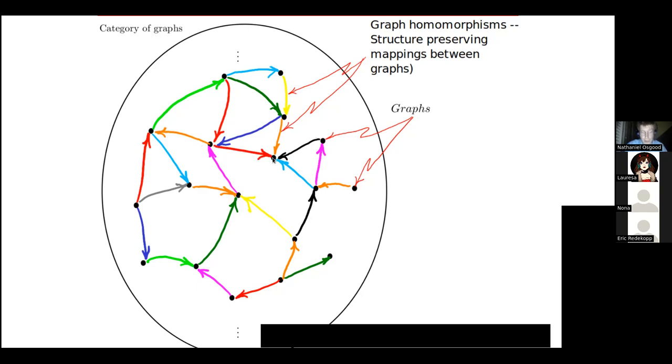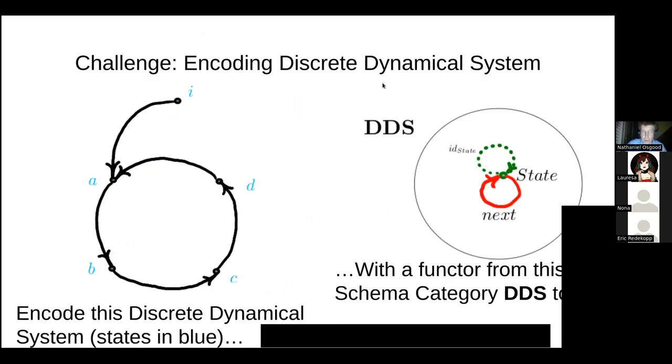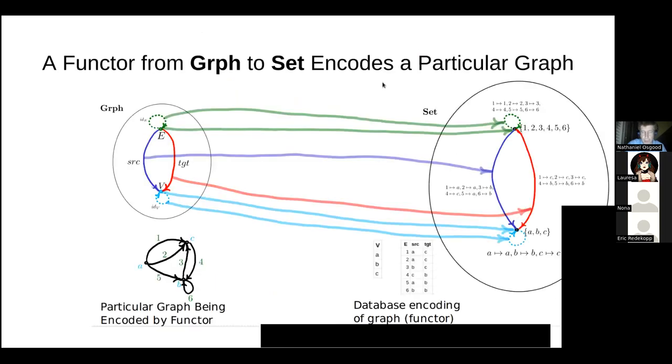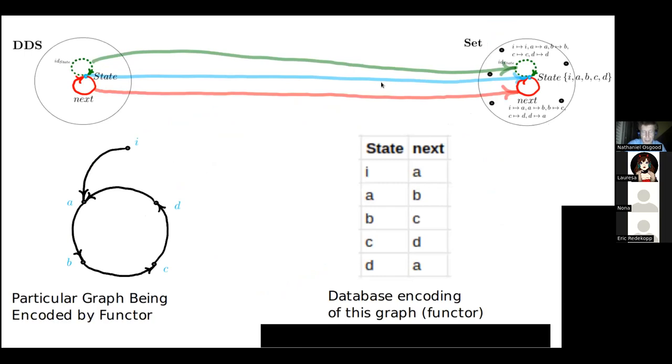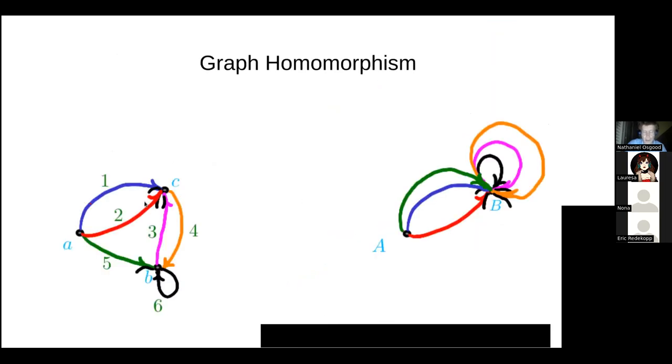if these are the graphs, the objects, what are these arrows? What are they? Graph homomorphisms. Yeah, structure preserving mappings between graphs. I drew one out here. This is a structure preserving mapping from this graph on the left to this one. It may not be obvious that this is a homomorphism, but it is. It's a special relationship.